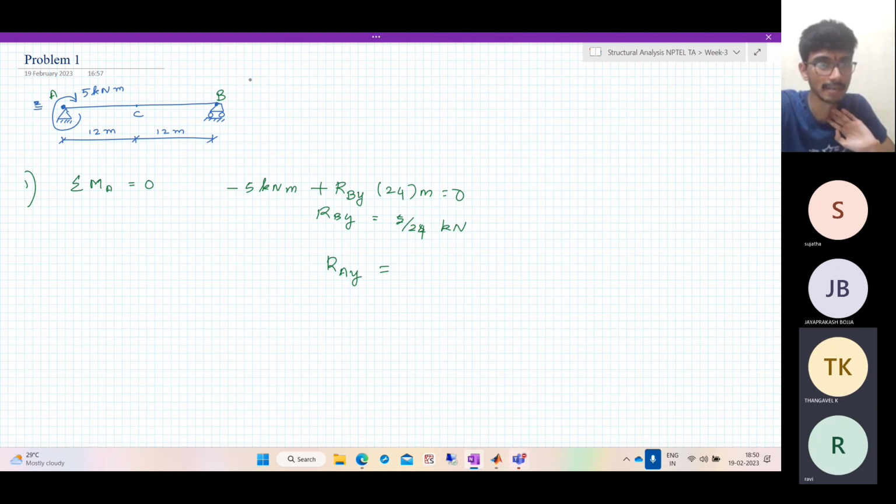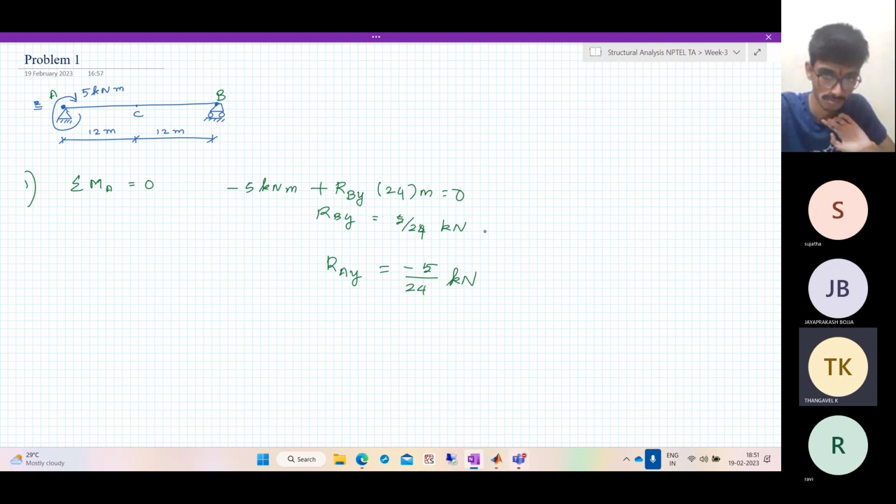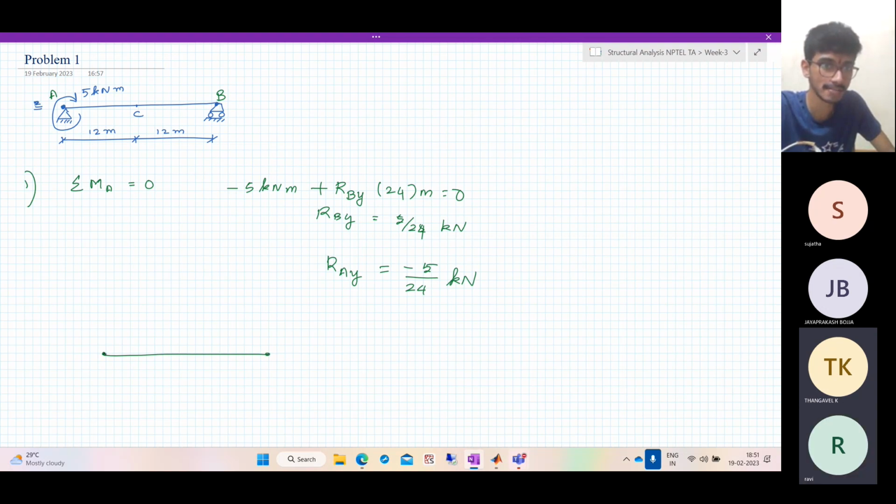Just use vertical equilibrium. There are no vertical forces, so it should be equal and opposite. It will be minus 5 by 24 kilonewtons. That is okay. So once we have got this, let us find the bending moment diagram. So what is the moment at the point A? Moment at the point A is 5 and it is sagging moment, so it is positive. Here it is 5 kilonewton meters.